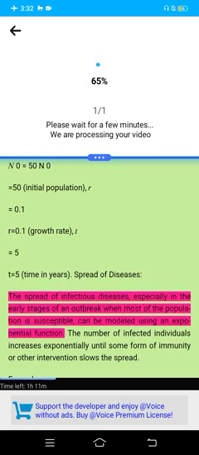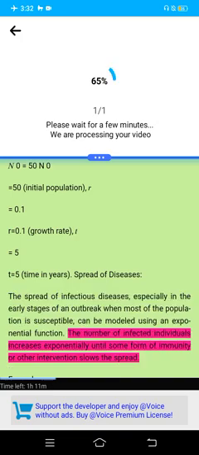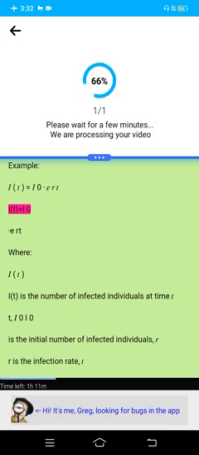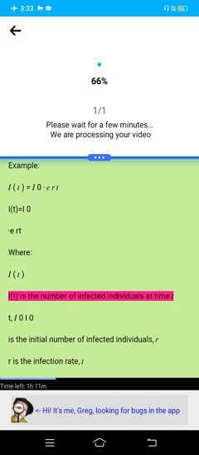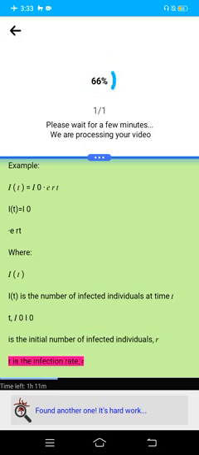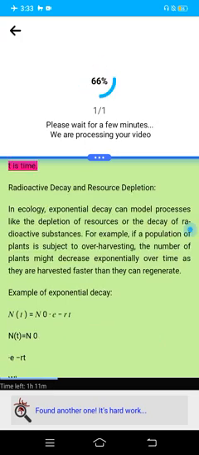Spread of diseases. The spread of infectious diseases, especially in the early stages of an outbreak when most of the population is susceptible, can be modeled using an exponential function. The number of infected individuals increases exponentially until some form of immunity or other intervention slows the spread. Example: It = I0 · e^(rt), where It is the number of infected individuals at time t, I0 is the initial number of infected individuals, r is the infection rate, and t is time.